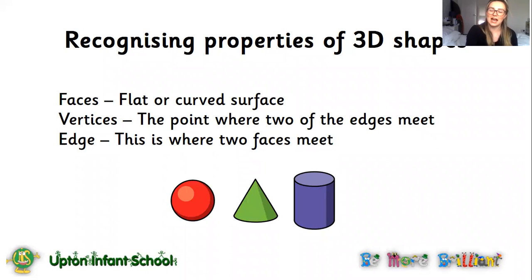Okay, so we have been focusing on the properties of a 3D shape, and the properties that are the most important ones that we look at are faces, vertices, and edges. So a face is a flat or a curved surface, and we always count those ones up. A vertice is the point where two of the edges meet, and an edge is where two faces meet.